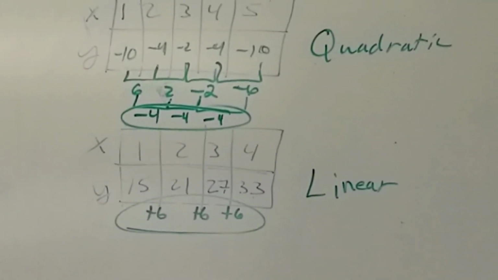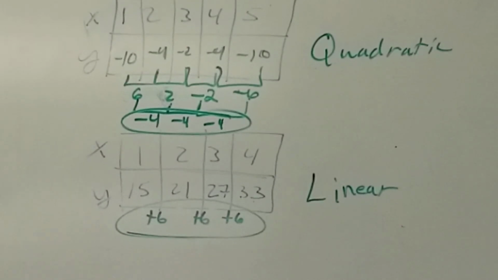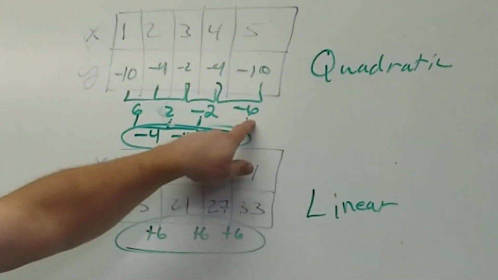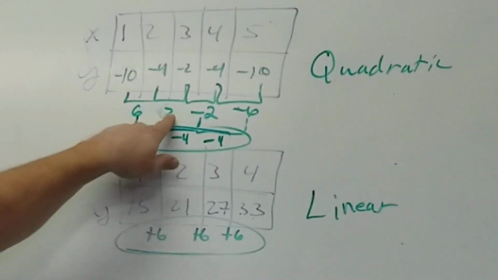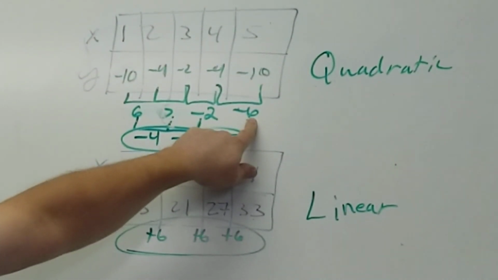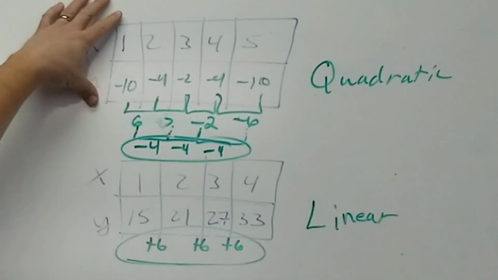Now, let me show you something that would be kind of interesting. If I did first differences on this one, would it work? Are they the same? 6, 2, negative 2, negative 6. No, they're not the same, are they? So there's no way I would say that this was linear. Everybody with me on that?